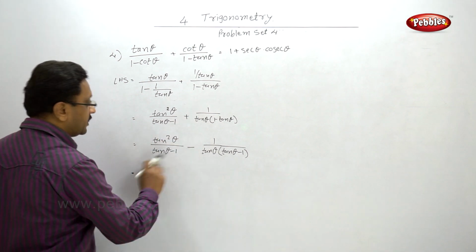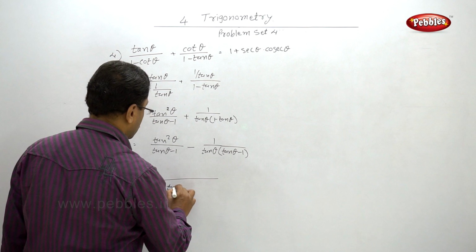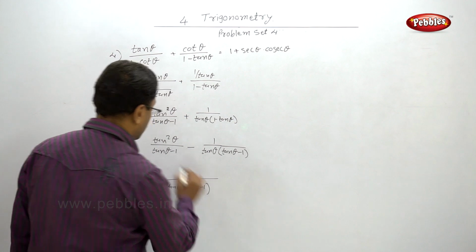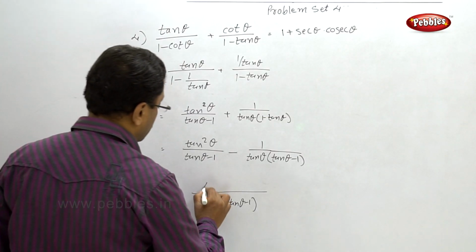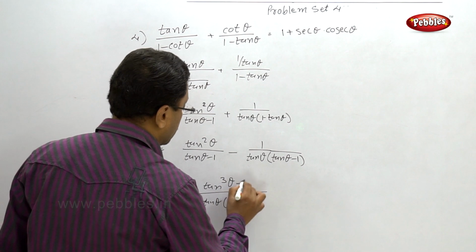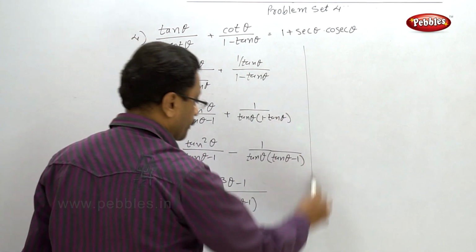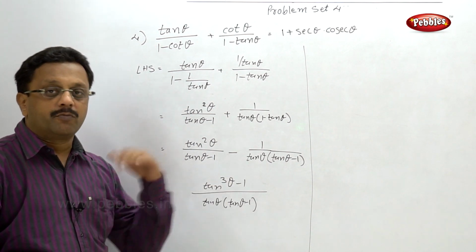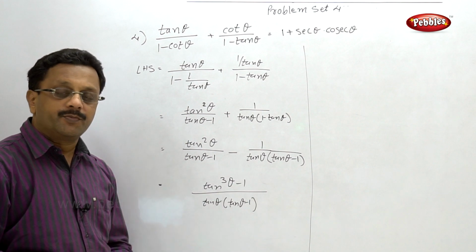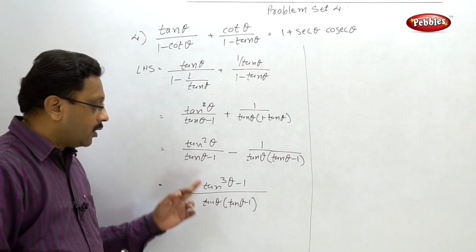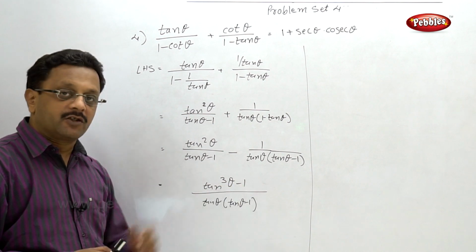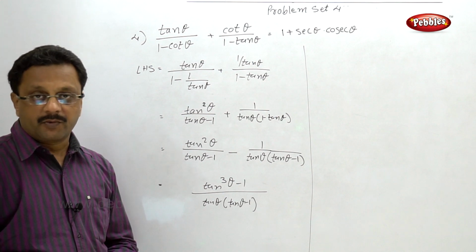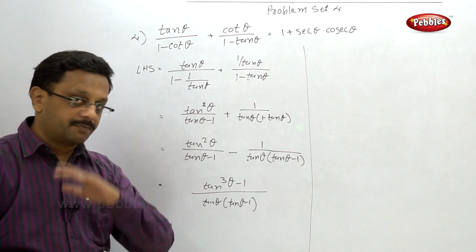Now if you take the LCM, you have tan theta into tan theta minus 1, and on the top it will be tan cube theta minus 1. Now tan cube theta minus 1 is the same as a cube minus b cube, because this is 1 cube. So now pause your video and first expand tan cube theta minus 1 upon tan theta into tan theta minus 1. Please pause your video and solve this step.